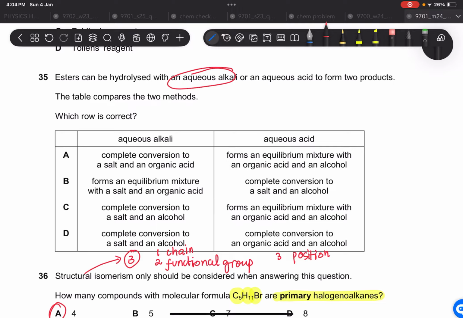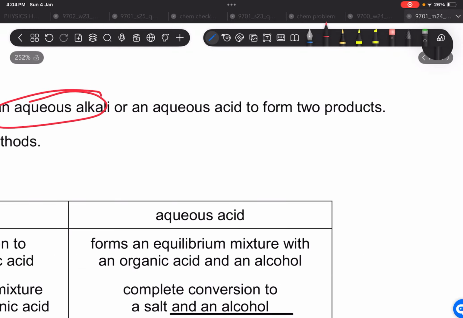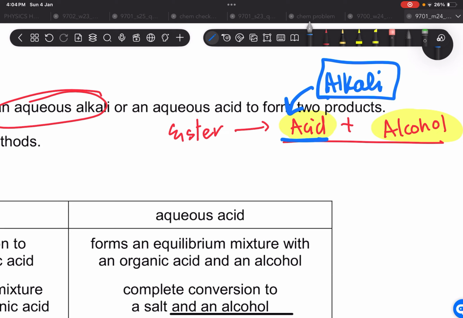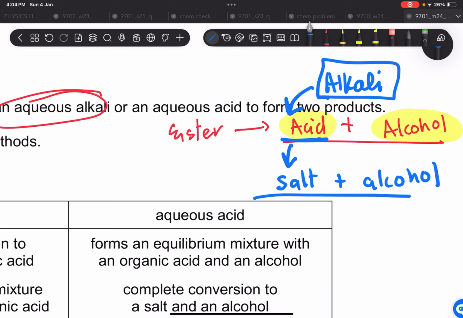The table compares the two methods. Now I'm going to tell you one thing. Look, you have an ester, and when you break it down, what do you form? You form an acid and an alcohol. Esters are made from acid and alcohol. Now listen to me. If you are breaking your esters down into acid and alcohol in the presence of an alkali, the acid that you form is going to react with the alkali, and what you form is a salt and an alcohol.